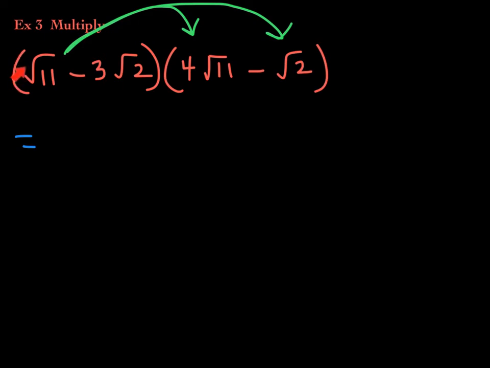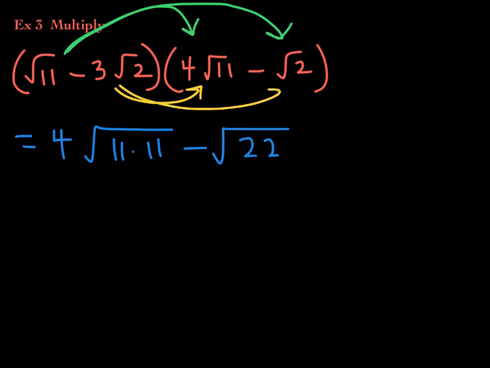A positive 1 times 4 is 4. And then the square root of 11 times the square root of 11 is the square root of 11 times 11, like that. Minus, now this is 1 times 1, which is 1, and then 11 times 2, which is 22, okay? Next, I will distribute this term to both of those, okay?